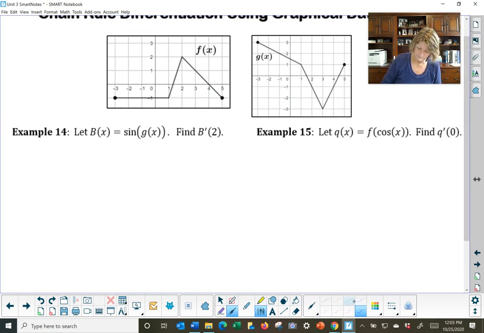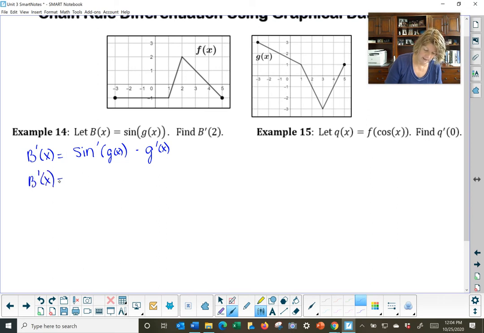Alrighty. B of x. We want to get to b prime. So b prime of x is going to be derivative of the outer. I need to take the derivative of sine g of x, and then chain rule g prime of x, right? So what is the derivative of sine? It is cosine. So this will become the cosine evaluated at g of x times g prime of x. Didn't do the chain rule twice this time. Now, b prime of 2.